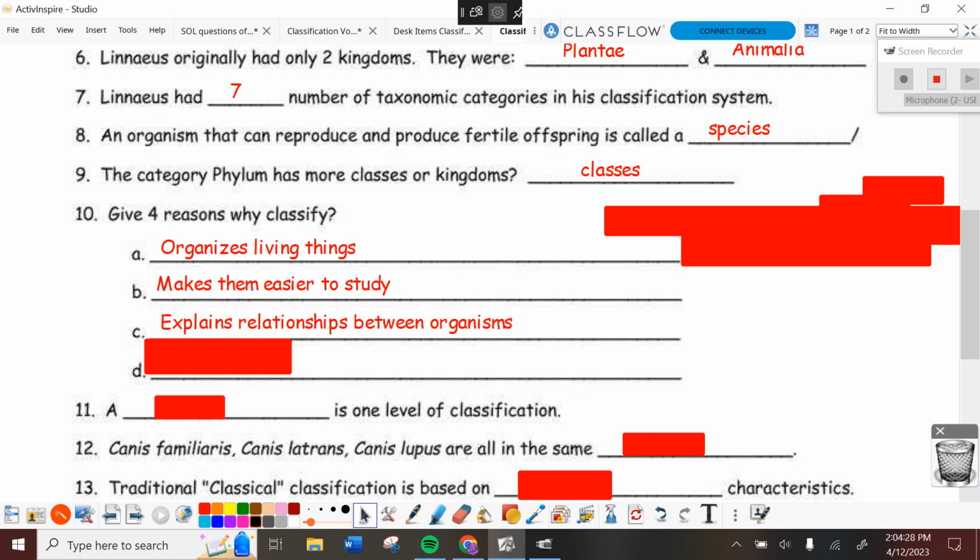Universal. And then we also wanted to get rid of that whole common name idea. Everybody uses the same name, and it's in Latin, so everybody understands it to this day. So it's a universal system.